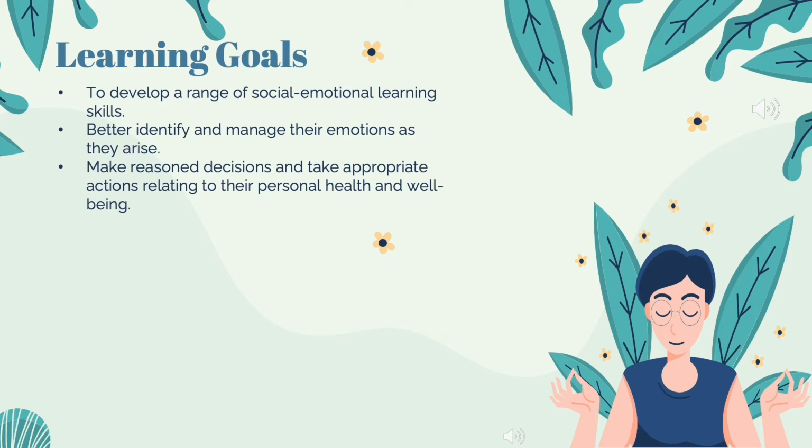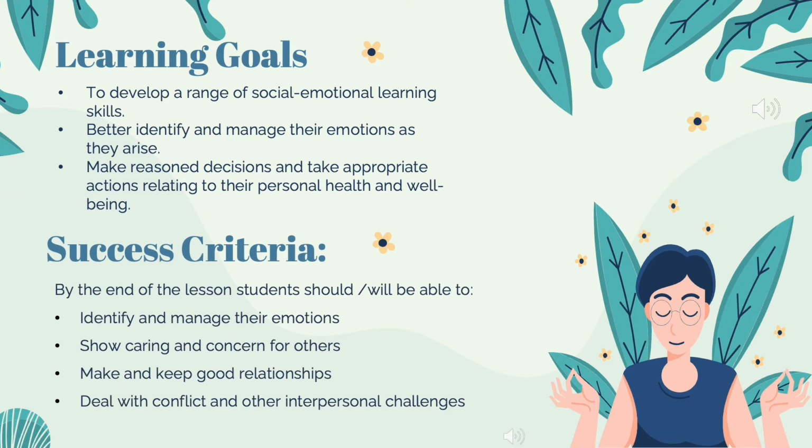The learning goals for grade 5 are to develop a range of social emotional learning skills, better identify and manage their emotions as they arise, and make reasoned decisions and take appropriate actions relating to their personal health and well-being. The success criteria is that students should and will be able to identify and manage their emotions, show caring and concern for others, make and keep good relationships, and deal with conflicts and other interpersonal challenges.